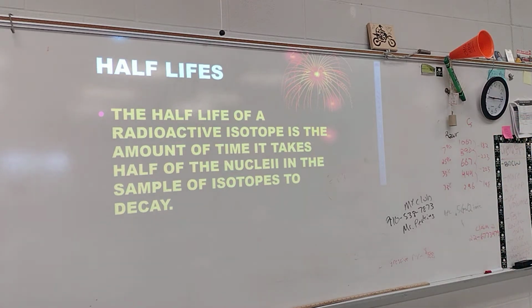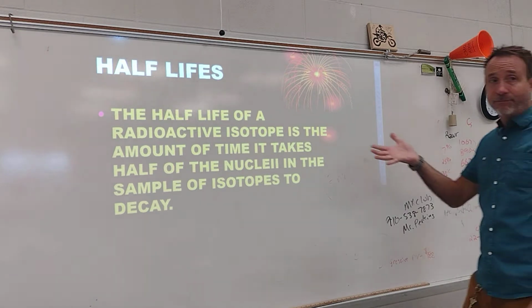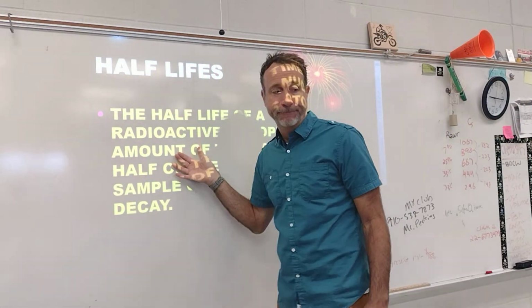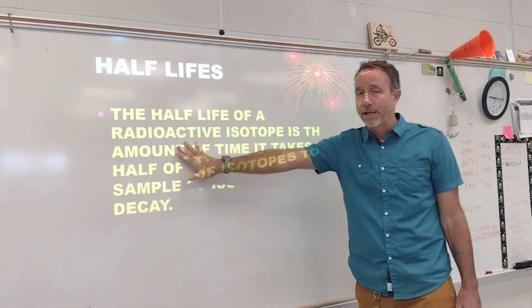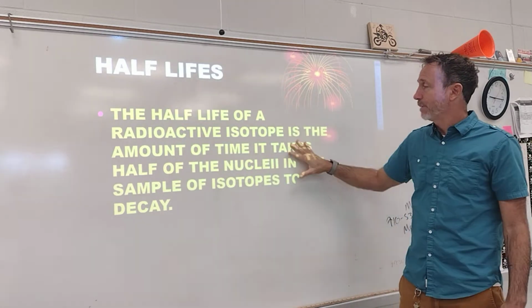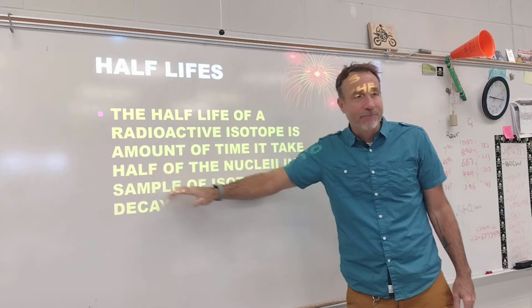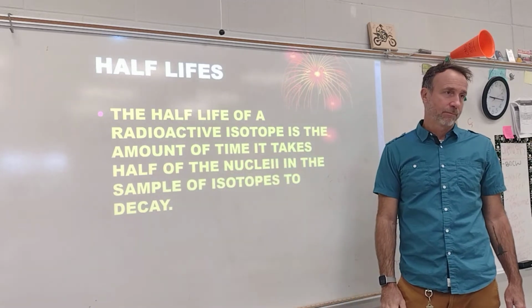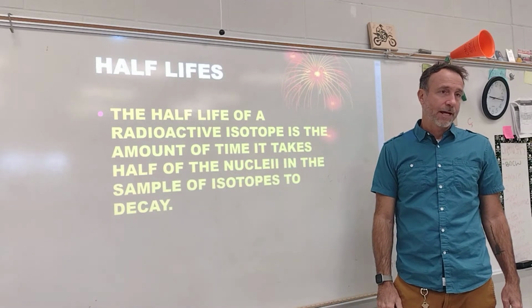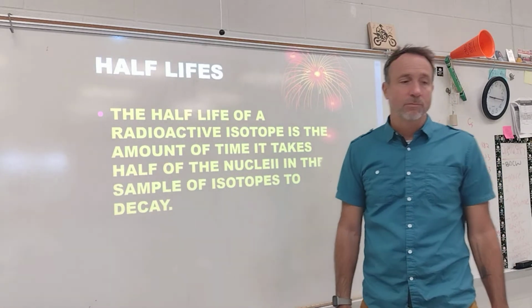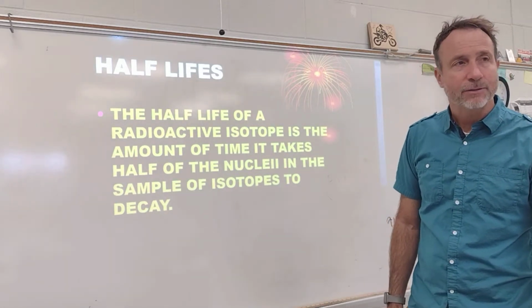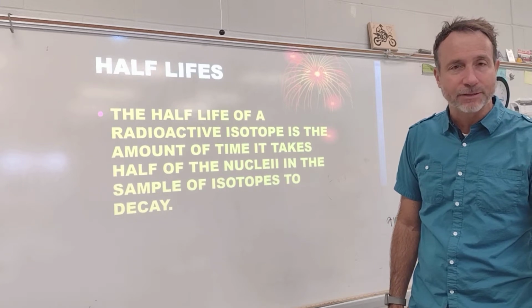So, cobalt 60, we know some numbers for it. One of the numbers we know for cobalt 60 is the half-life of it. All right? And the half-life of something that's radioactive or falling apart is the amount of time it takes for half of it to fall apart. Okay? So, there's some simple math that we like to do with this.